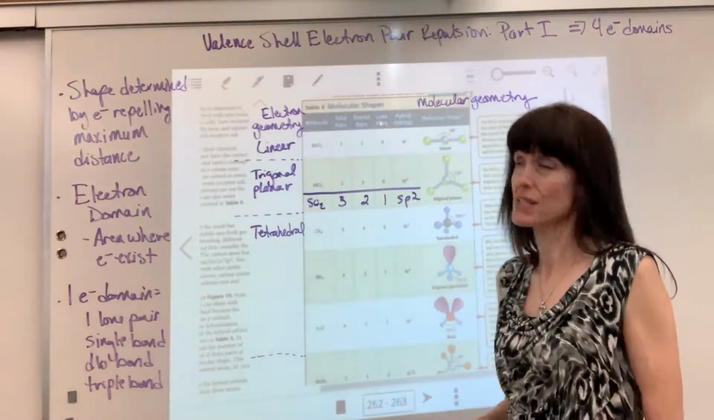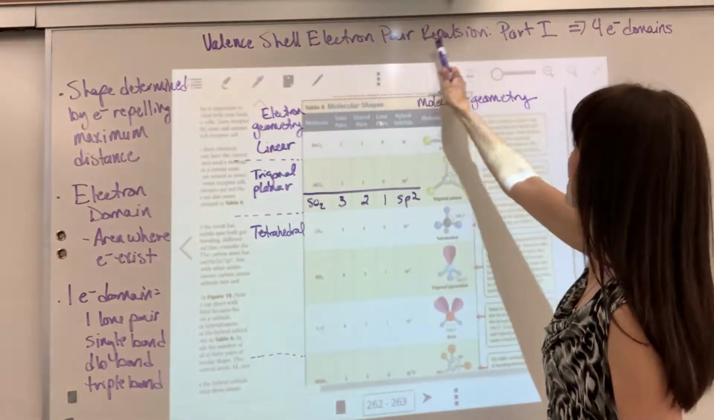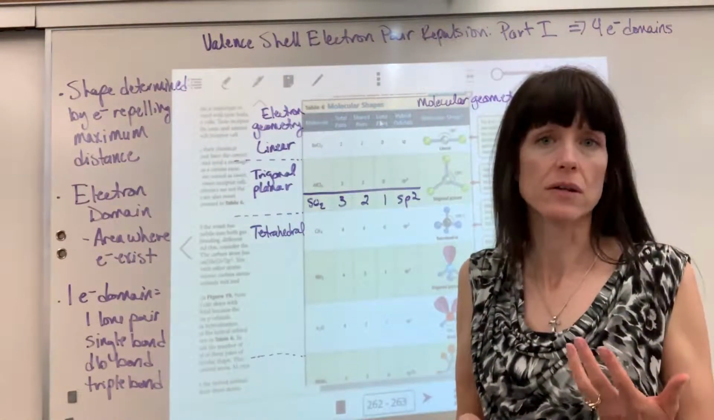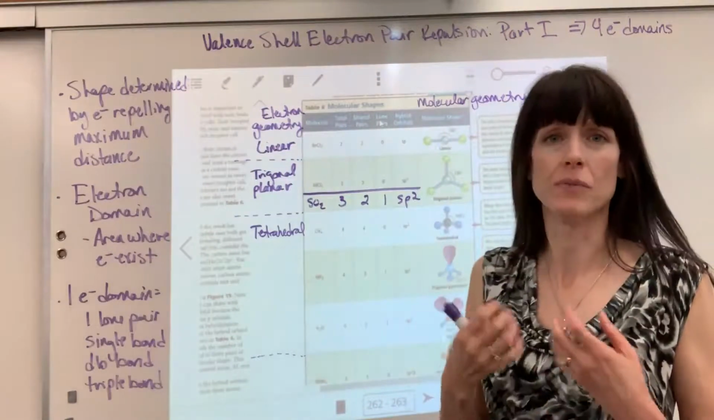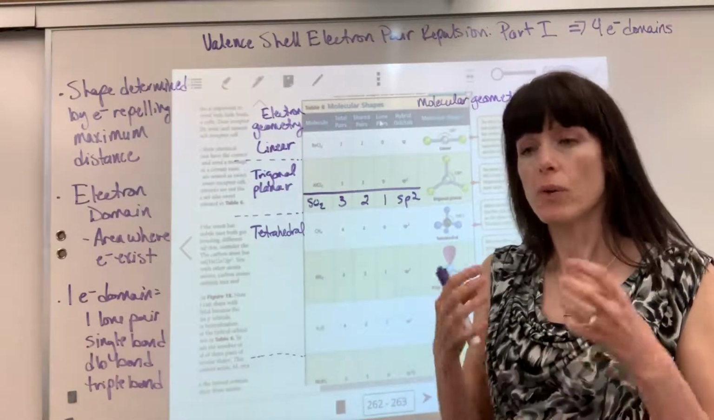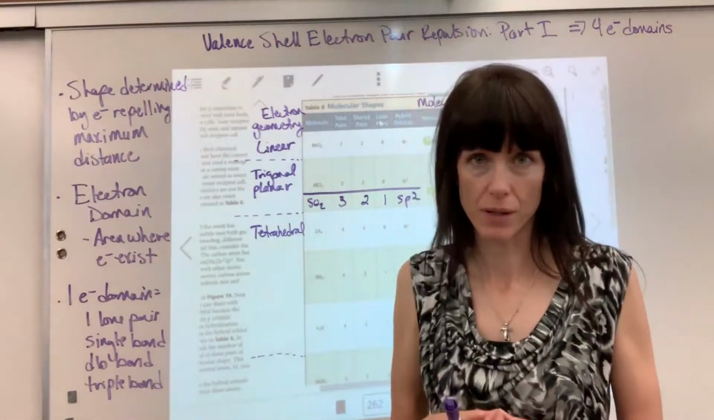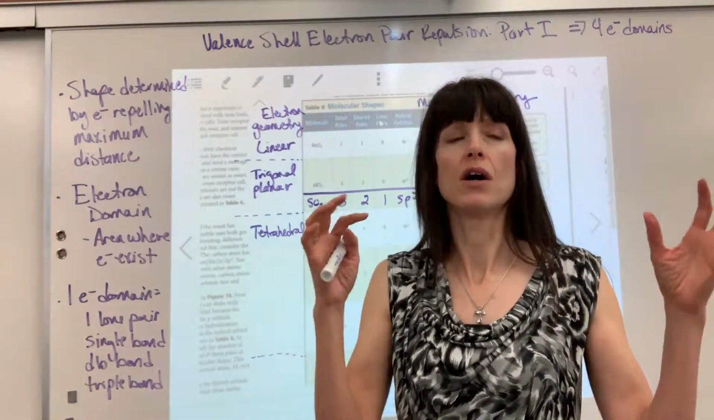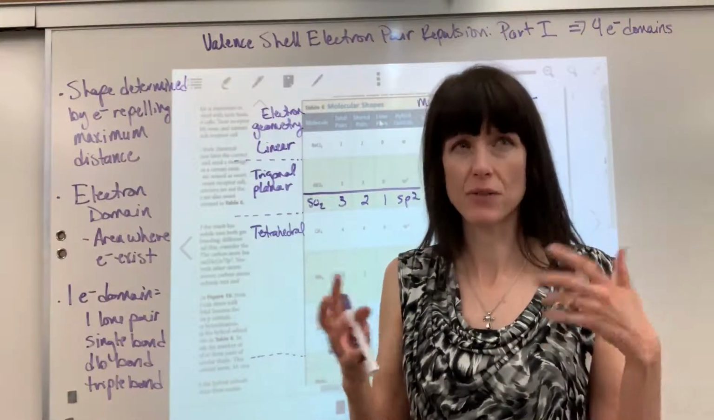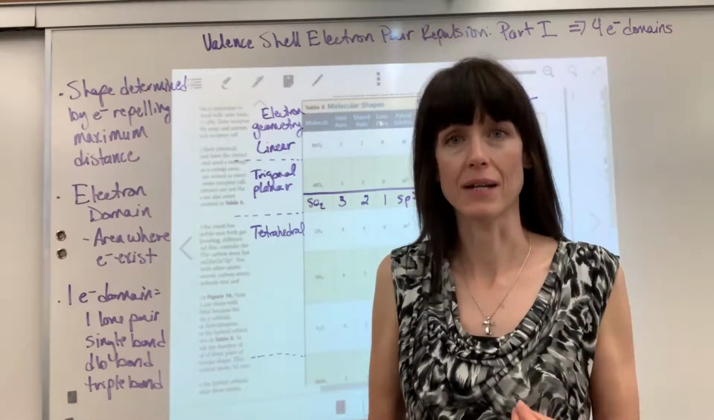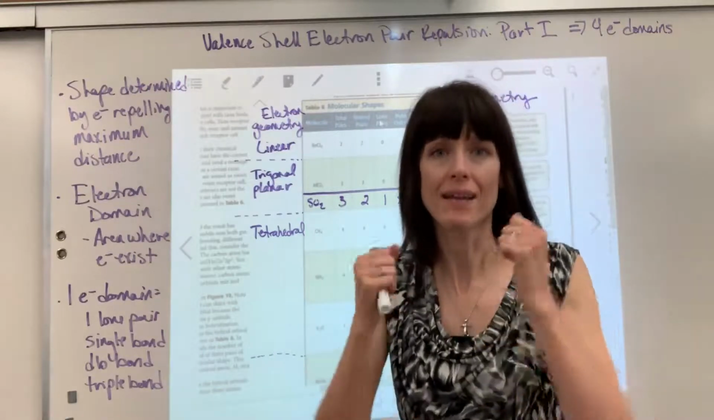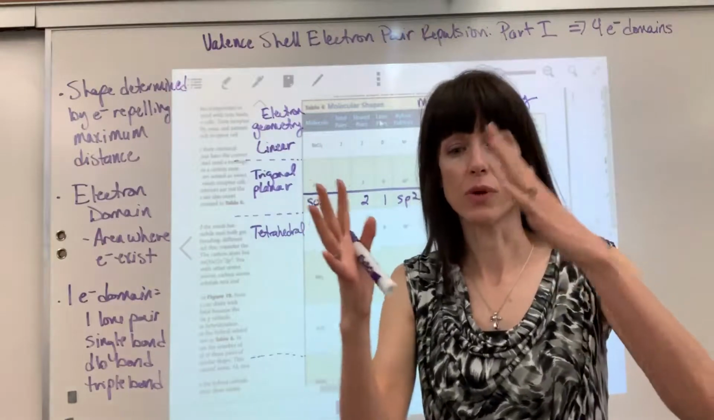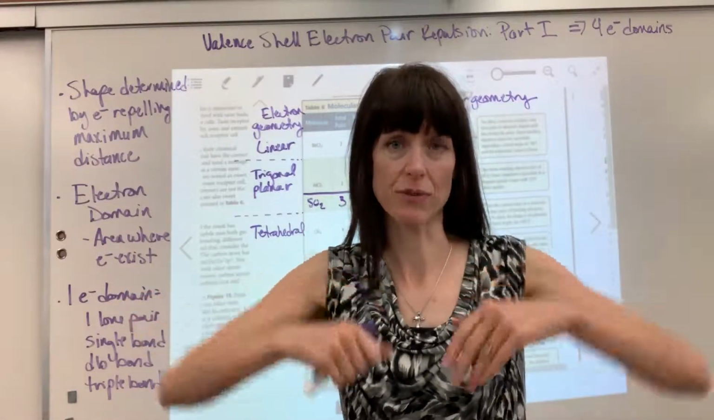So VSEPR stands for Valence Shell Electron Pair Repulsion. This name, that huge name, has the acronym VSEPR. And the name actually embeds the meaning. We can predict the shape of molecules based on the electrons and atoms that are around the central atom. And here's the driving principle. Electrons repel each other. So if you have electron domains, electrons will always repel a maximum distance from one another.